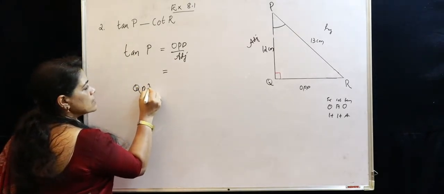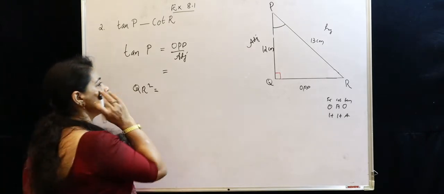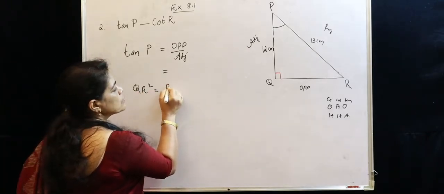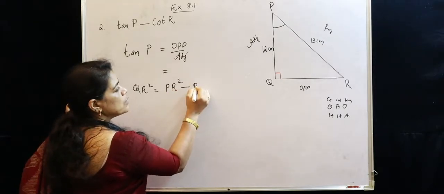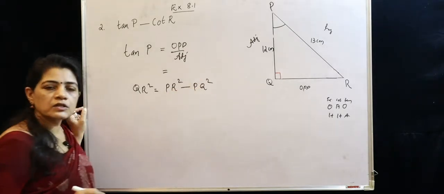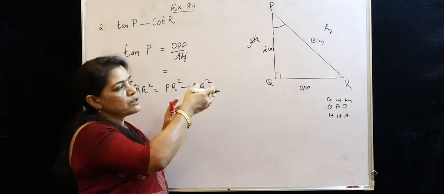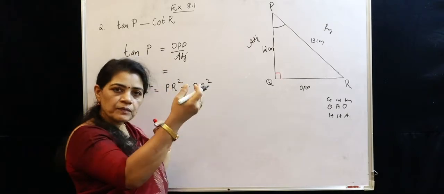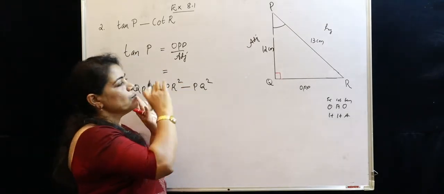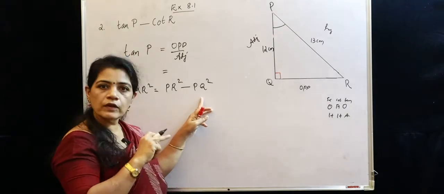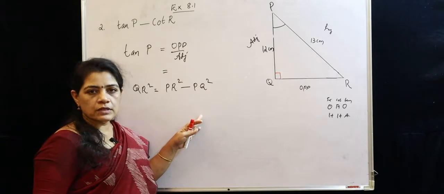That means QR square is equal to the square of the hypotenuse PR square minus PQ square. Understood? Or you can write the first step, PR square is equal to PQ square plus QR square. Then from that you can write QR square is equal to, by taking PQ square to the RHS, minus. That is how we got this equation. Then we can directly get its opposite side.